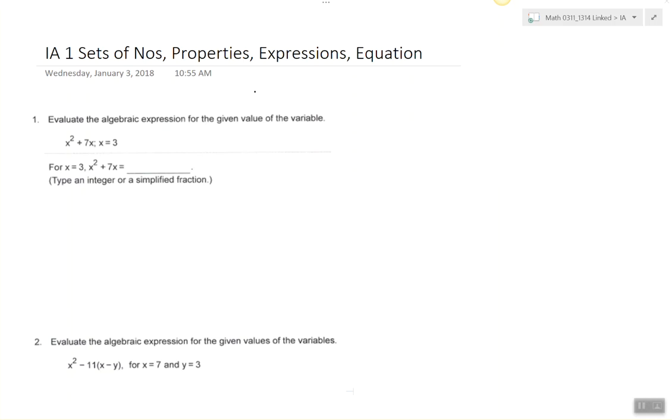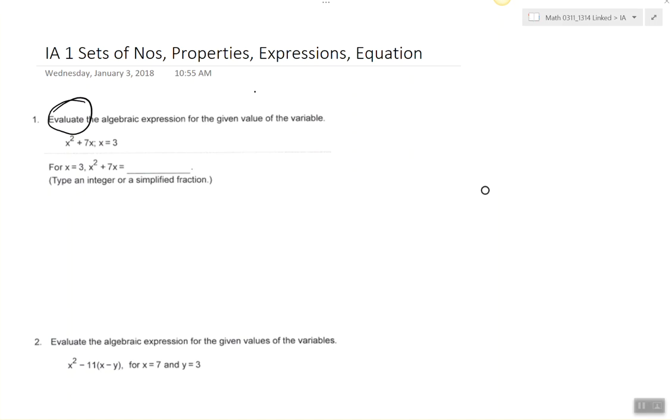Alright, in this video for Intermediate Algebra Problem Set 1, we're going to talk about a variety of topics: sets of numbers, properties, expressions, equations, and I hope that you will find all of this to be review. I'm still going to go over it though. The first thing we're going to do is take a look at evaluating an expression. To evaluate means to find the value of.